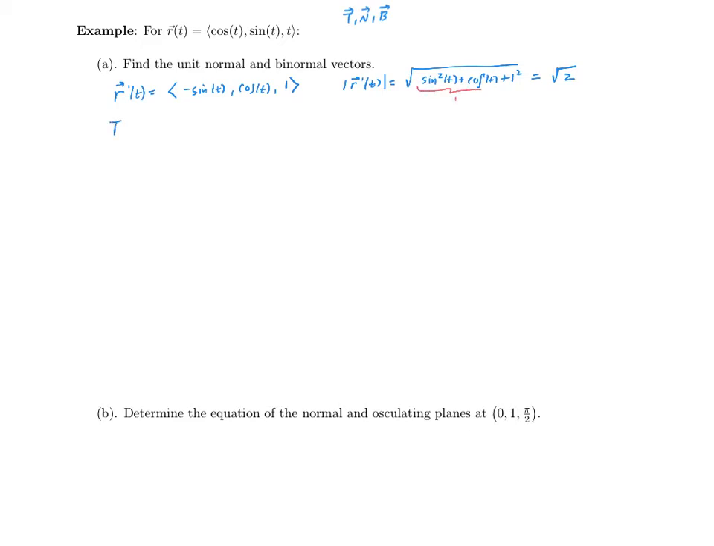So the unit tangent vector is going to be r prime divided by its magnitude. So you don't need to write this down, but just to remind everyone, dividing by the magnitude is putting a 1 over root 2 out front, and r prime is minus sine, cosine, 1, which completes the first step of finding that unit tangent vector.